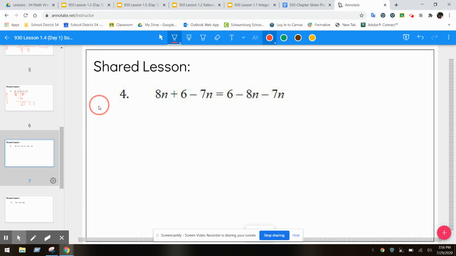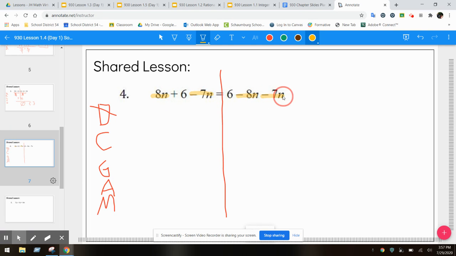Again, I'm going to write my acronym off to the side. D, C, G, A, M. Draw my line down the middle. Do I have to distribute anything? No, there's no parentheses. Cross it off. Combine like terms? Yeah. I got n's on both sides that need to be combined. Okay? So I got 8n minus 7n. That gives me n, just one of them. So I get n plus 6 on this side.